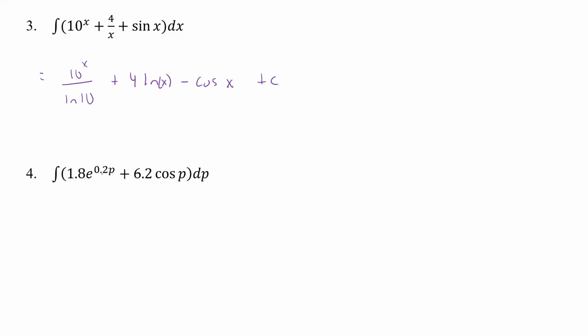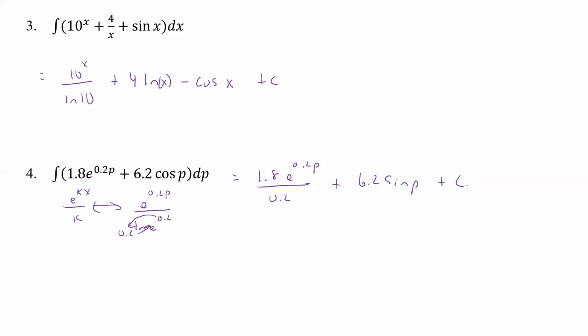All right, what about this one? Here we'll treat this as an exponential or we can treat it as e to the kx. Either way, they both will work, and it's going to come out to the same answer. So we have 1.8 e to the 0.2p all divided by 0.2, because it's divided by k, or it's going to be e to the 0.2p over ln of e to the 0.2. Well, ln of e is 1, so we just have 0.2. So these do the same thing. Now here we have plus 6.2 times sine p, plus c. Okay. So again, nothing difficult, just having to memorize some of those functions to be able to do these here.